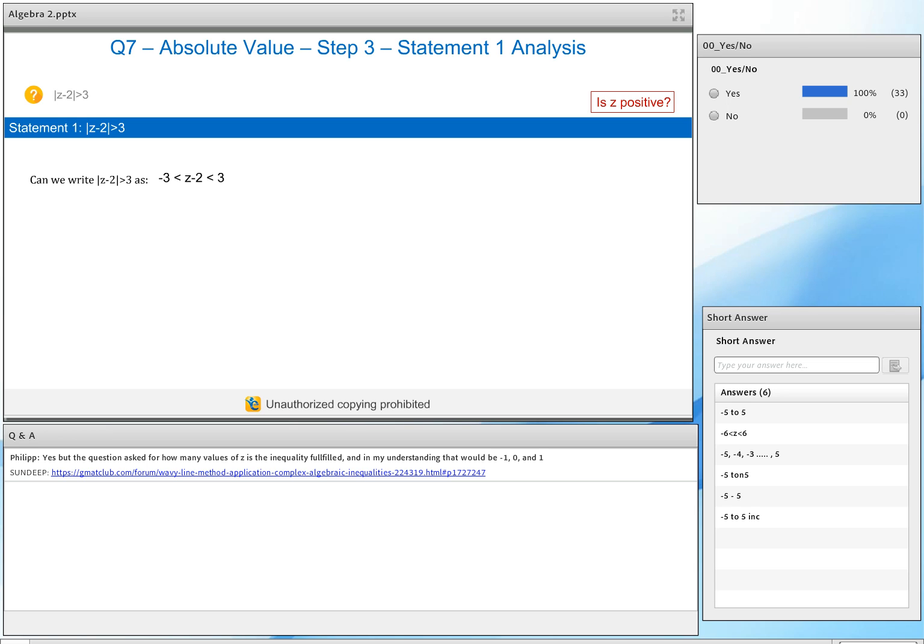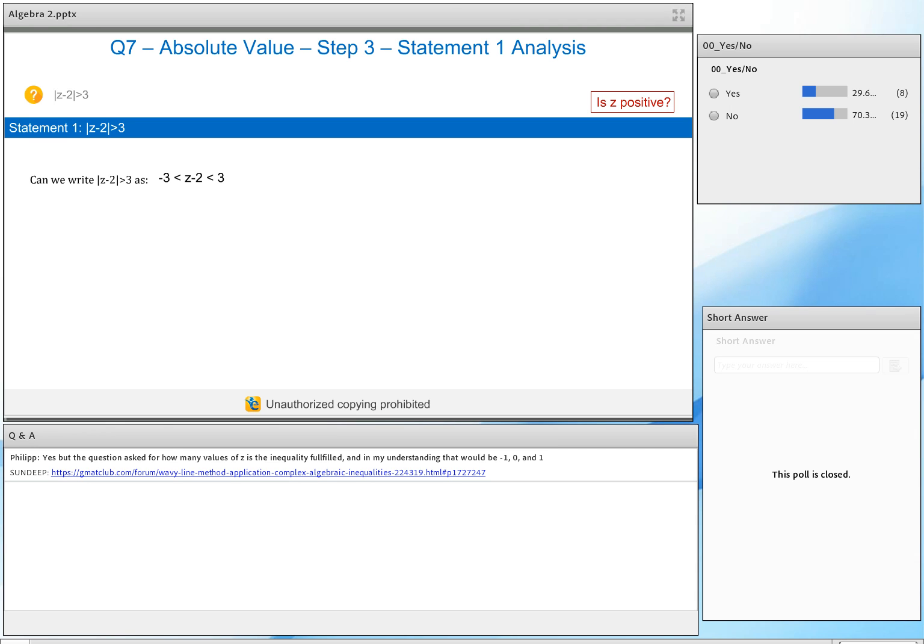Now my first question to you is, can we write mod of z minus 2 is greater than 3 as minus 3 is less than z minus 2 is less than 3? Is this the correct interpretation? The correct answer here is no, we cannot do that. This range is true when you have the other inequality, that is mod of z minus 2 is less than 3. In this case, what you have is mod of z minus 2 is greater than 3.